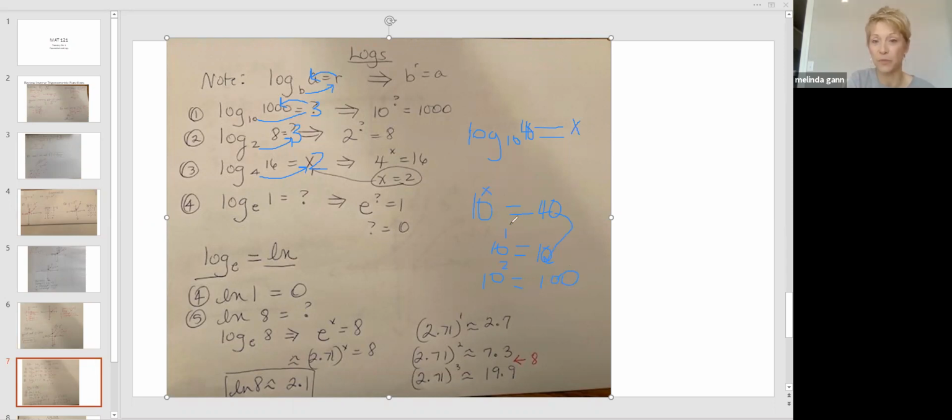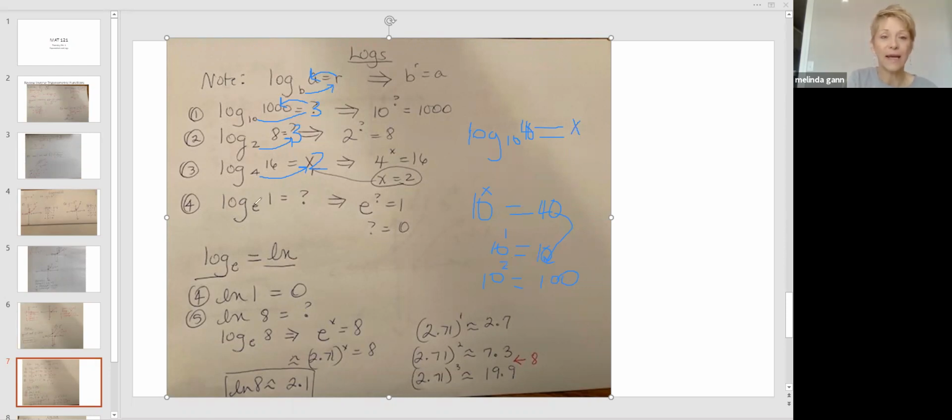Then I know that this X is some number between 1 and 2. And it's going to be a little closer to 1 than it is to 2. Like 40 is almost halfway, but it's a little closer to 10 than it is to 100. So that means this X is going to be some decimal approximation. You're not going to get an integer. If you type it on your calculator, what's the log of 40? You're going to get a number that's probably a little bit less than 1.5, because it's a little closer to 1 than it is to 2.